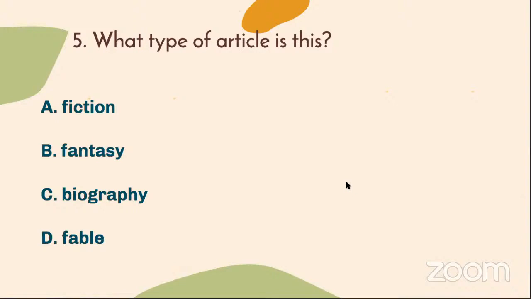What type of article is this? Is it A, fiction, B, fantasy, C, a biography, or D, a fable? What kind of article is this? All right. Across the board, my friends are saying C. Let's reveal that answer. It is C, biography. Woo! Good job.